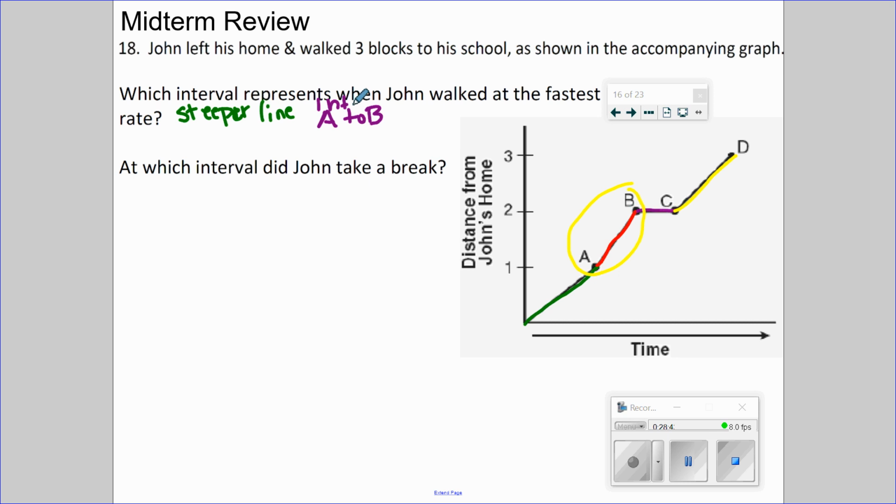Right, interval. Now, it says, which interval did he take a break? That means time is passing, but the distance is not changing. It's not going up. So it's B to C.